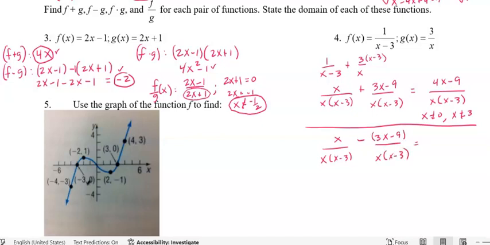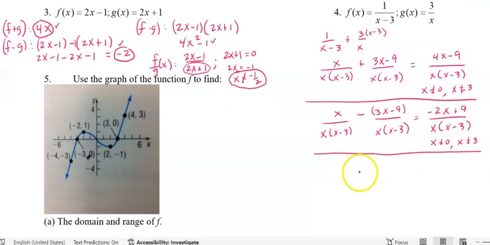And again, you need to be careful with subtraction because you're subtracting both of these. So x minus 3x is negative 2x. And then when you subtract negative 9, that's really adding 9 all over x times x minus 3. And we can't do any factoring and canceling. So that is our result for the subtraction part, and we have the same domain restriction. X can't be 0, and x also can't be 3.